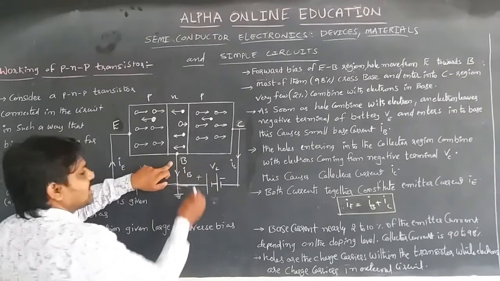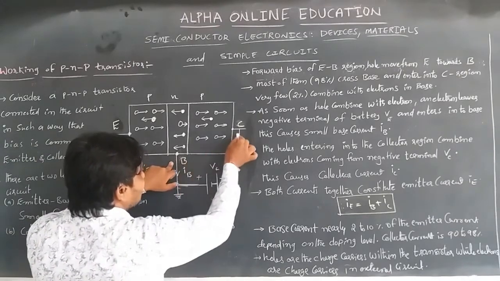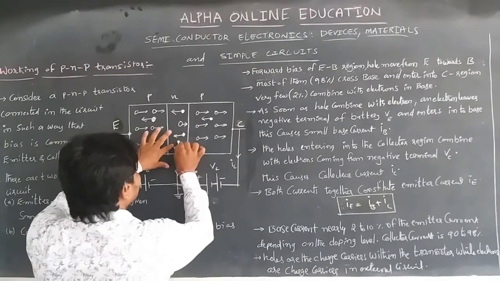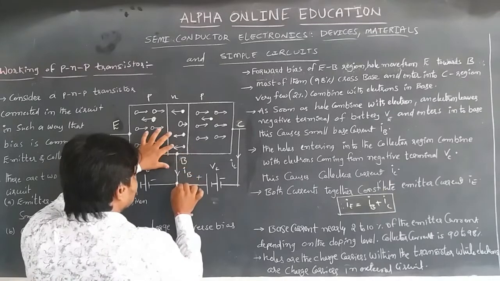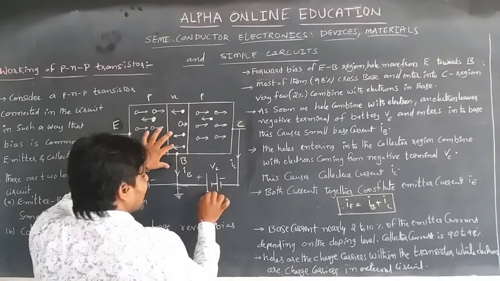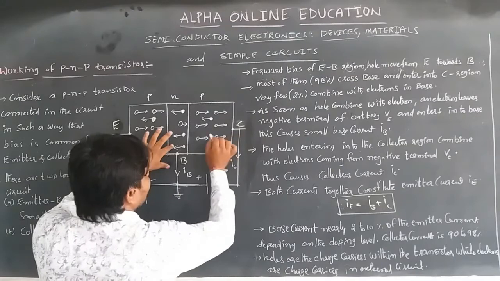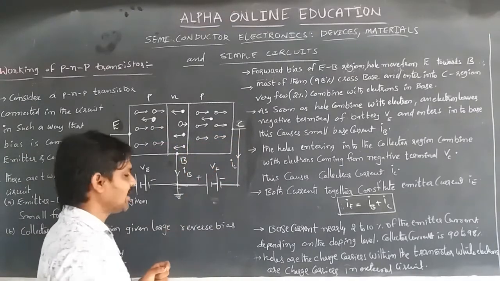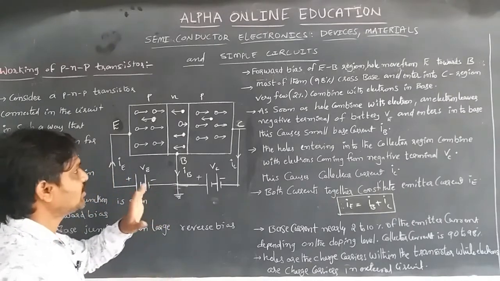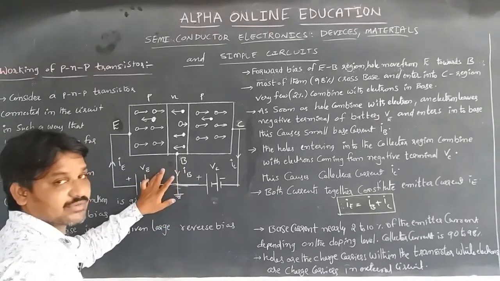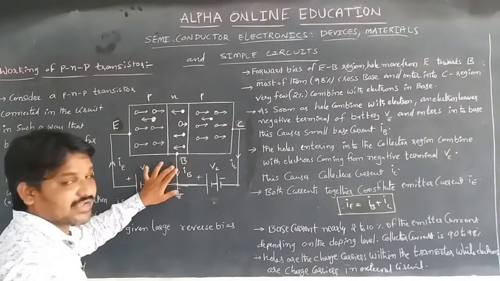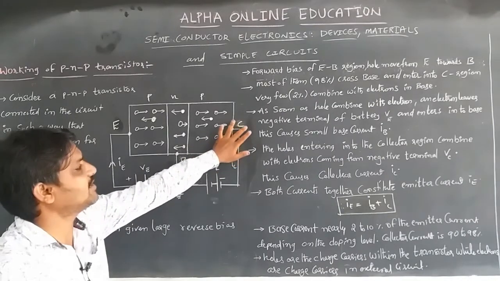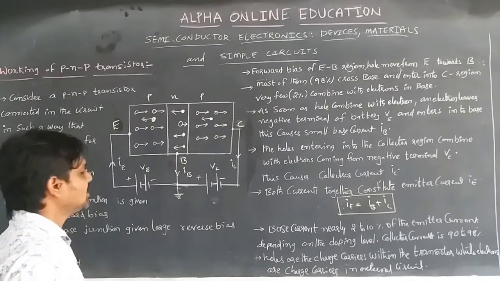Now the second loop, that is the base-collector region. The base-collector region is given a high reverse bias. High reverse bias means the N type material is connected to the positive terminal of the battery, and the negative terminal is given to the P type material. It is reverse biased. So the emitter-base junction is given a small forward bias, and the base-collector junction is given a large reverse bias.